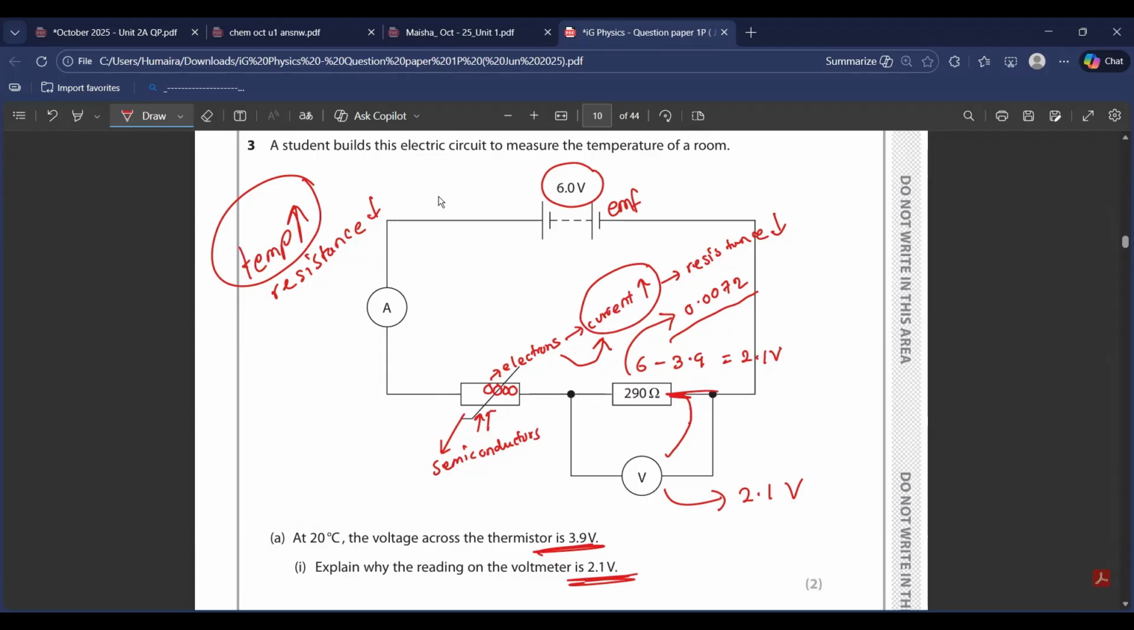Now, what do we know? That this current in the series circuit is the same everywhere. So if the current increases, it increases for the entire circuit, right? So the current is increasing. Now, across the fixed resistor, the resistance is the same, right?